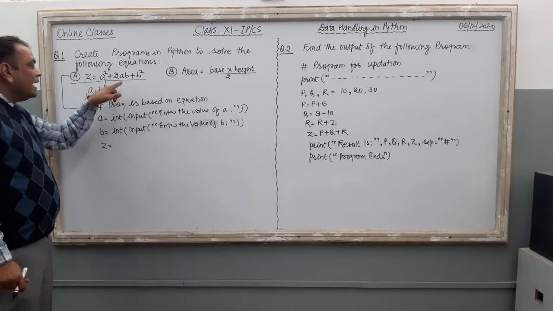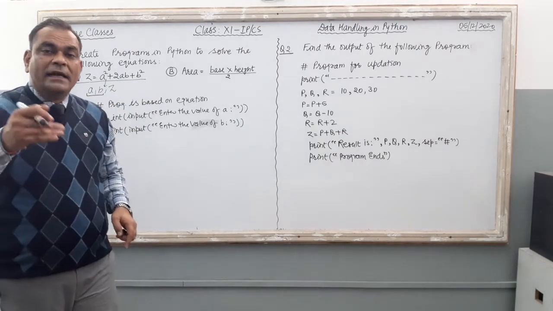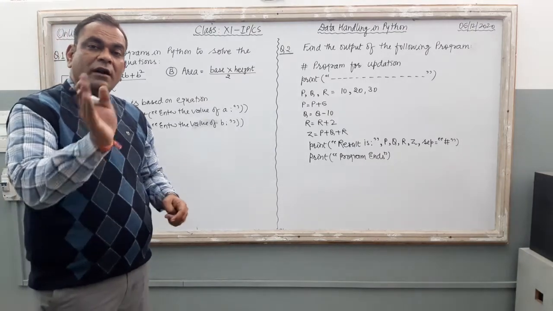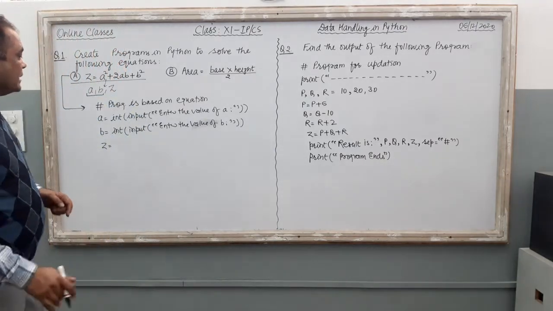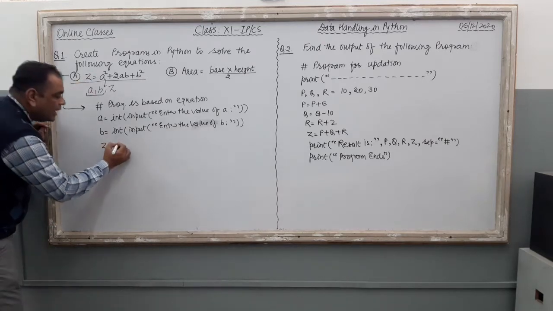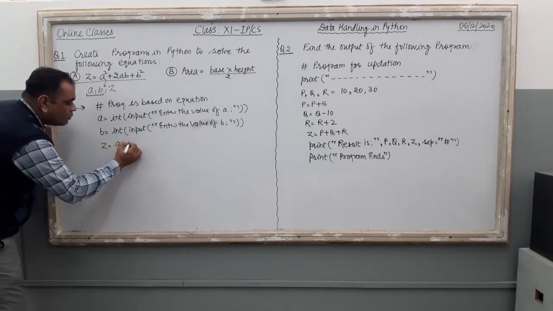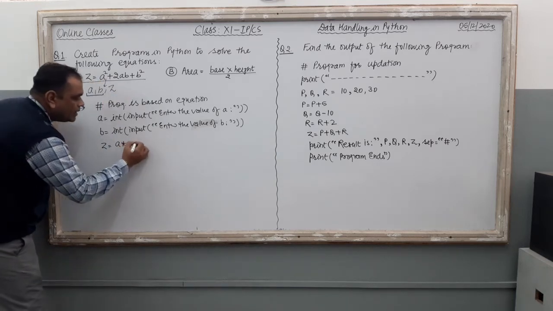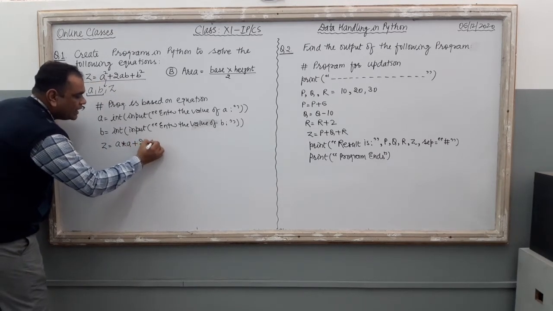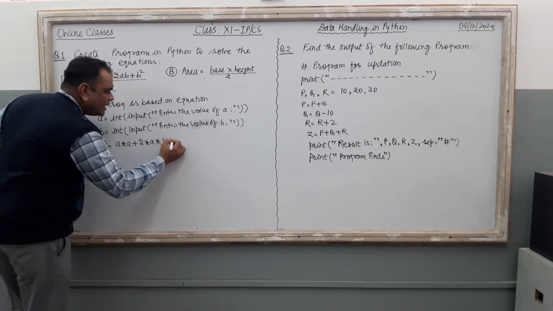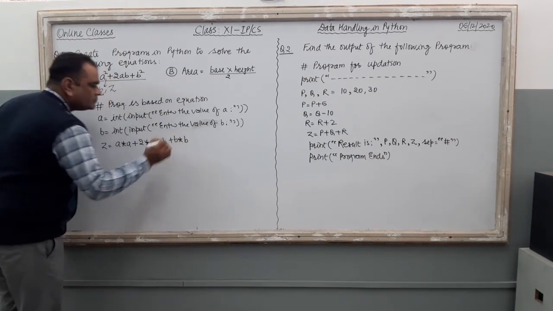Now, the formula is there in the normal math sequence. We have to convert the formula according to our computer's sequence. For that, just see how I am going to write the formula. A square, it should be a into a in our PC. Clear? Then plus 2ab, plus 2 into a into b, it is the proper formation. Then plus b square, it is b into b.